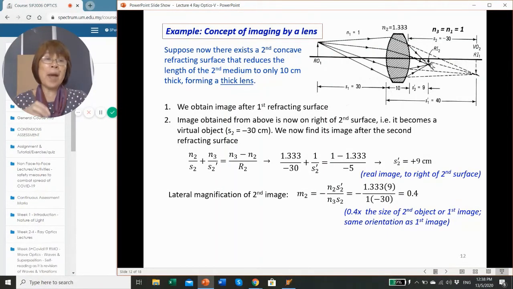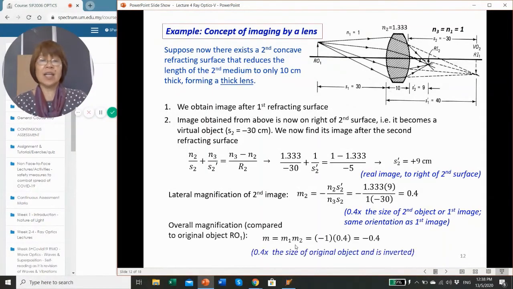Then if you want to compare the size of this image to the original object, you will have to multiply m1 and m2. That was -1 multiplied by 0.4, it becomes -0.4. So in other words, the final image here is 0.4 the size of the original object, and it is negative. With the negative sign here, it is actually inverted with respect to this original object. Here is a positive sign because we are comparing this to this, so their orientation is the same.